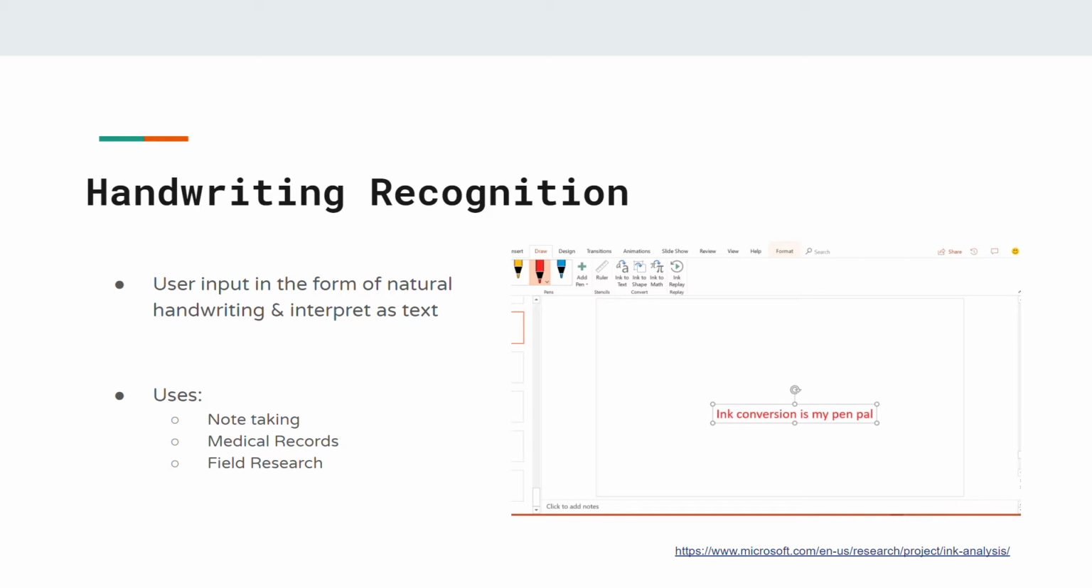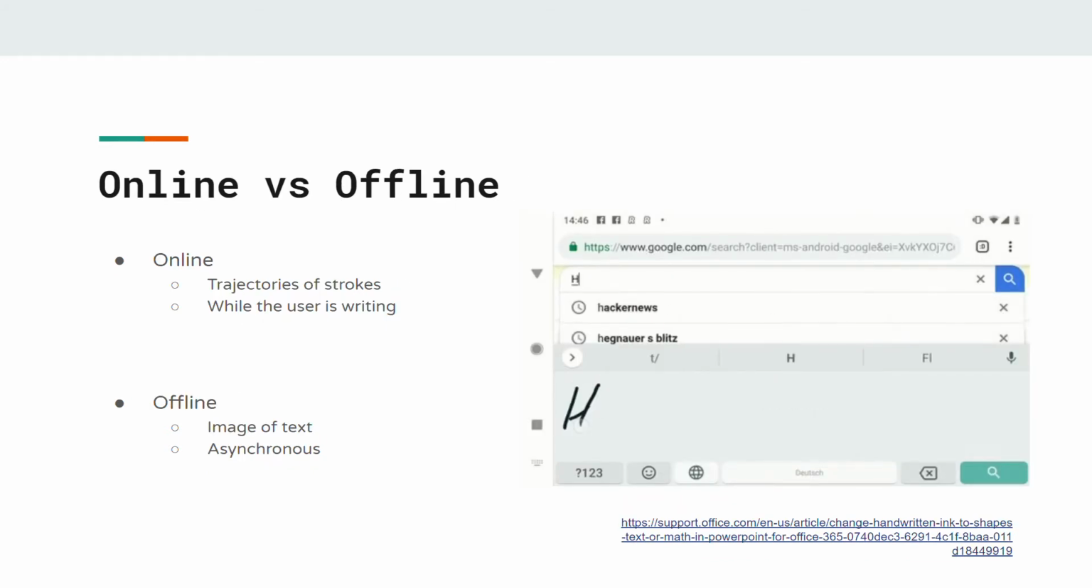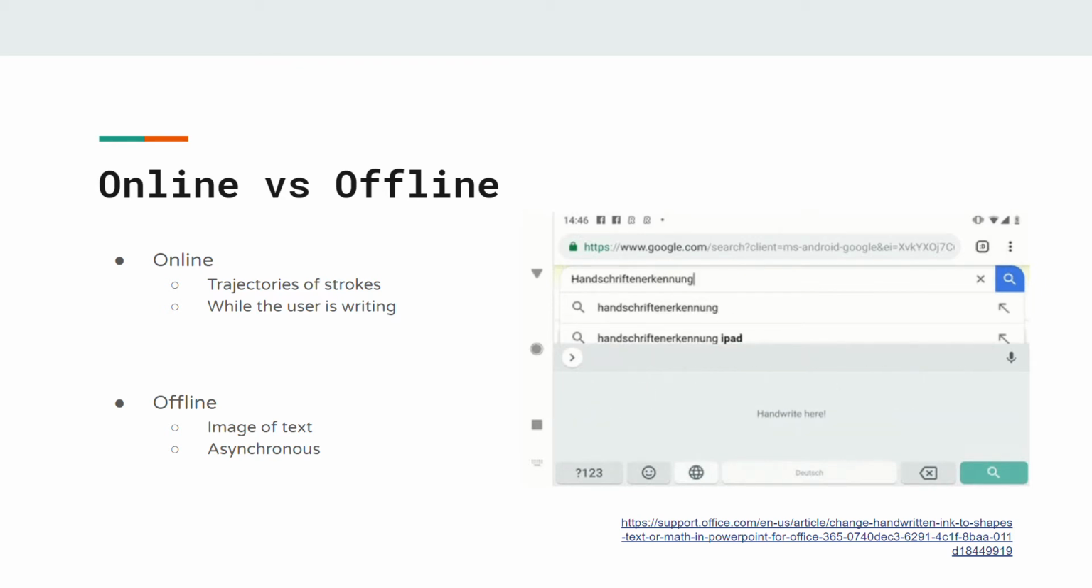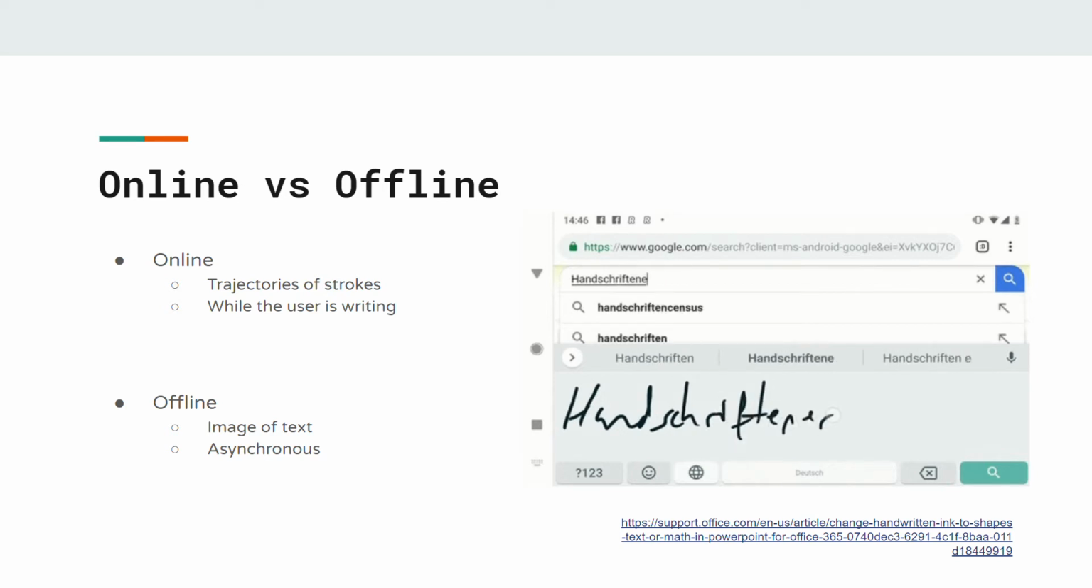Before we jump into the heavily technical side of things, let's talk about the two different types of handwriting recognition and what they mean. Online handwriting recognition refers to recognition that takes place in real time as the user is writing. This sort of handwriting recognition analyzes the trajectory of strokes being made to help predict what letter the user is currently writing. An example of this can be seen on the right.